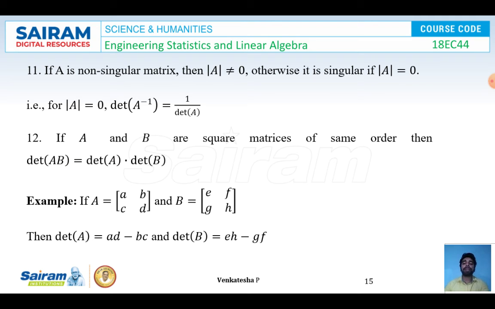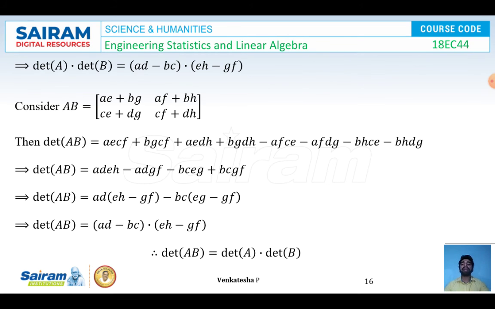To prove this, I'm taking two 2 cross 2 matrices A and B. So A is equal to entries A, B, C, D, and B is equal to E, F, G, H. First I'm going to find the determinant of A. I got AD minus BC, and for B I got EH minus GF. Now I'm going to multiply the matrices A and B to form the new matrix AB, which will be equal to AE plus BG, AF plus BH, CE plus DG, CF plus DH. Now for this matrix, I'm going to find the determinant.